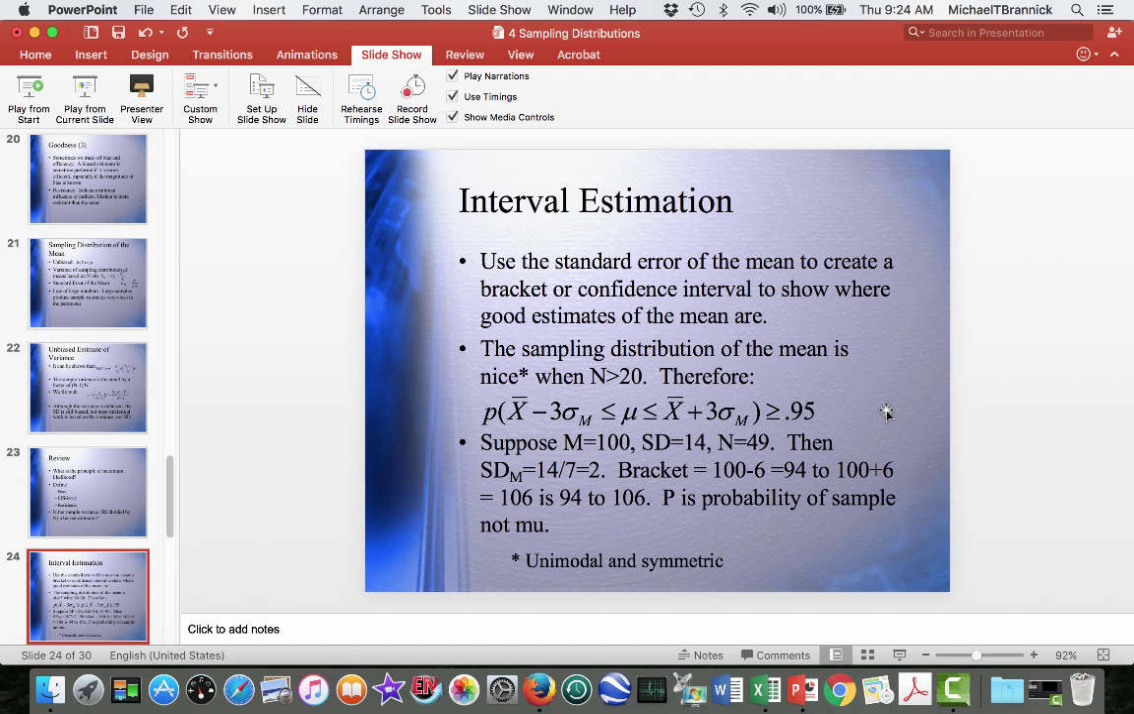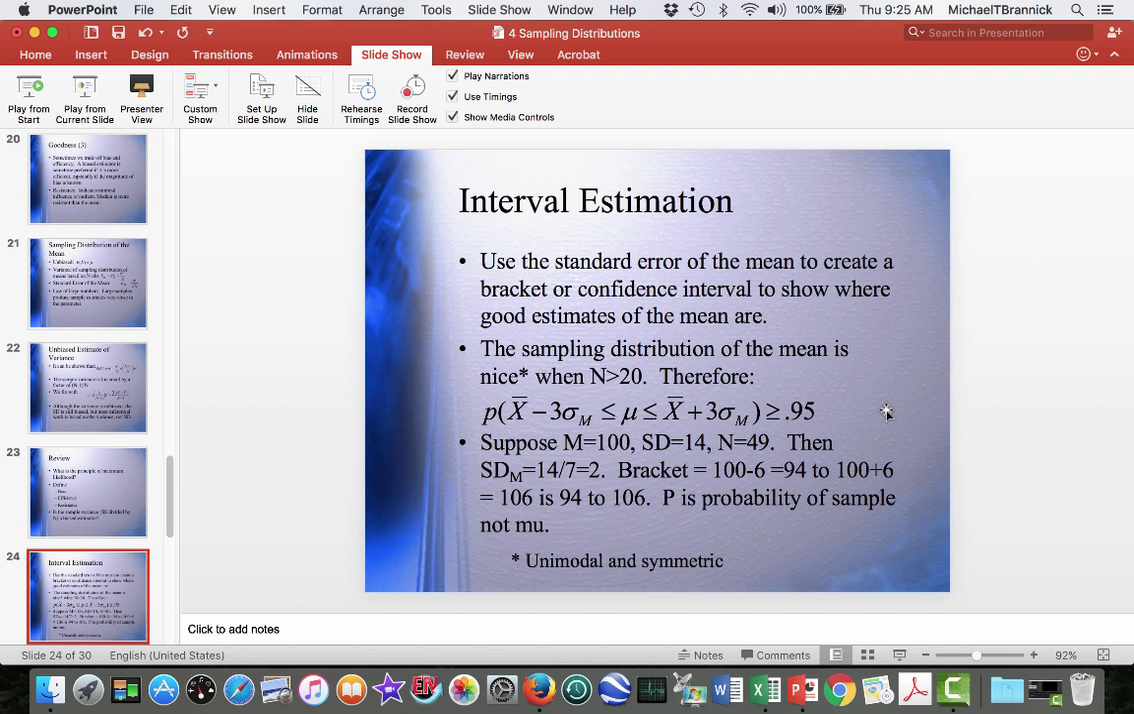P is the probability of the sample. So in statistics, the shorthand way of saying this is that the probability is 0.95 that the mean is in this bracket. But statisticians bristle when you do that. They say, no, the mean is either in there or it's not. There's no probability. Either it's in there or it's not.